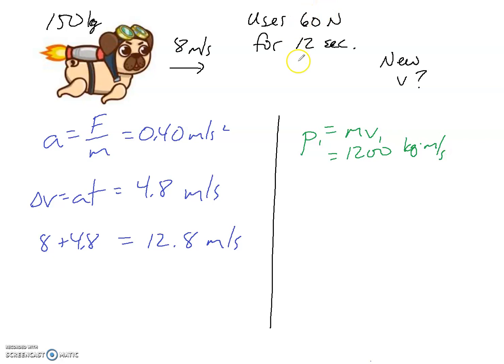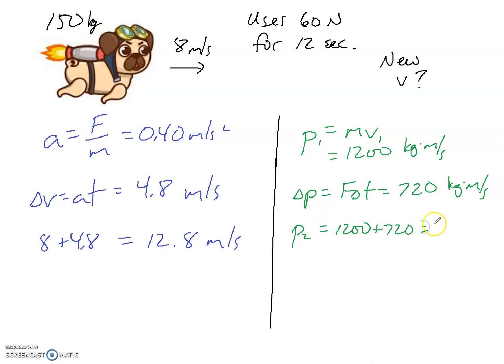I also have the force and the time. So with the force and the time, I can find his impulse. I do force times time, and I can find out how much his momentum changed by. So I do the 60 times 12, and I get an impulse of 720 kilogram meters per second. Then to find his new momentum, I just have to add the two together. Started with the 1200, add the 720, and his final momentum would be 1920 kilogram meters per second.